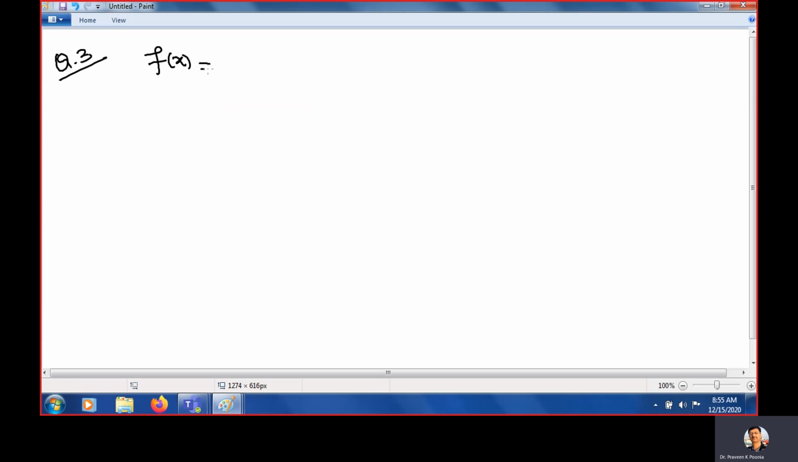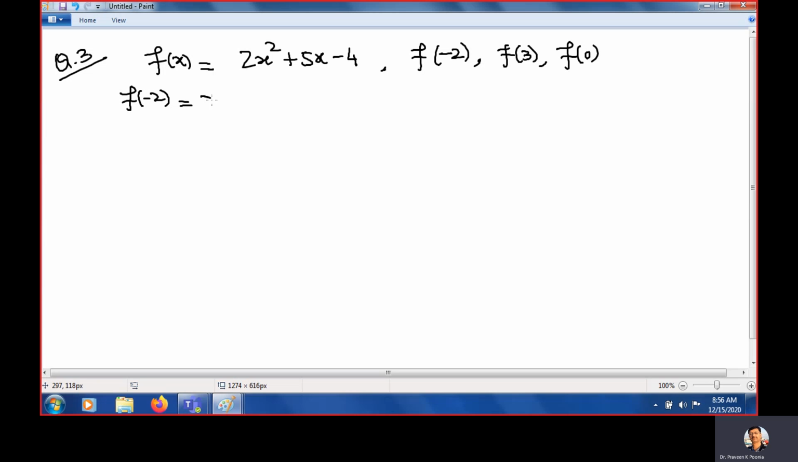Let f(x) equals 2x square plus 5x minus 4. What is the question? Find f(-2), f(3) and f(0). These are the three questions. So if we are evaluating f(-2), it will be 2 times (-2) power 2 plus 5 times (-2) minus 4. Okay. Now (-2) power 2 is 4. 2 times 2 is 4. Minus is cancelled in even powers. 4 times 2 is 8. Plus 5 times minus 2, plus minus minus. 5 times 2 is 10, minus 4.